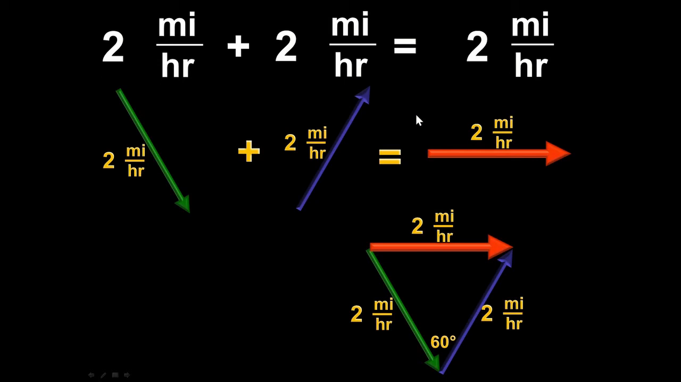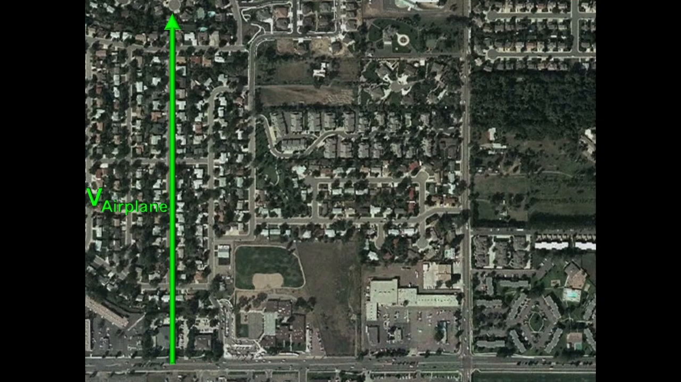So 2 plus 2 really is 2, as long as we add 2 and 2 at 60 degrees to each other. All right, can you really take velocities and add them like that?